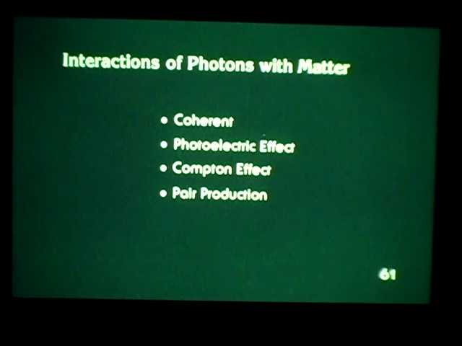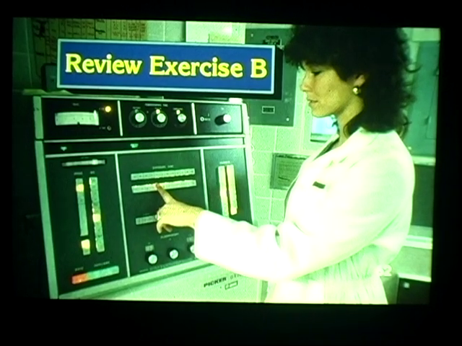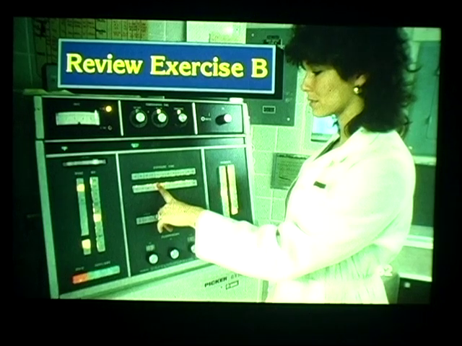Number 61. In conclusion, these are the four main types of interactions of photons with matter: coherent, photoelectric effect, Compton effect, and pair production. We will use our knowledge of these interactions in the next lesson to explain the techniques used to obtain a radiographic image.